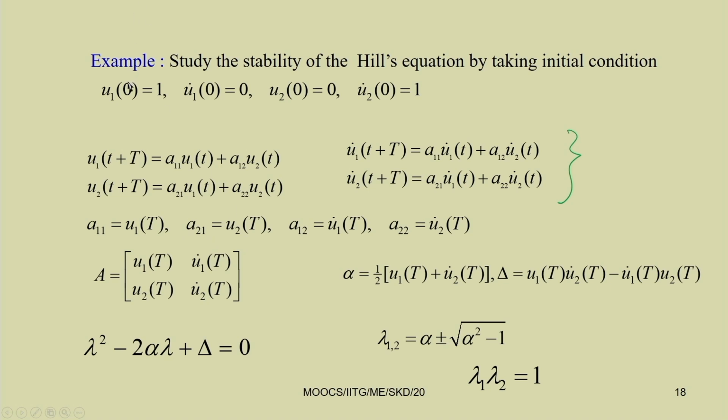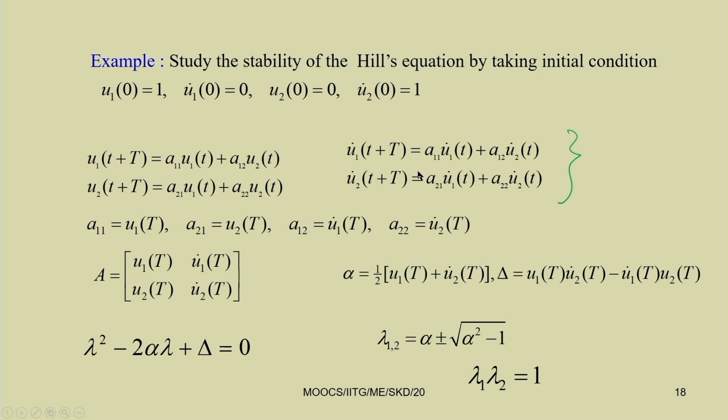You just see, first you substitute t equal to 0 in this equation. So u1 of 0 plus T, that is u1 of T, is nothing but a11 into u1 of t equal to 1. So this becomes a11, so you got a11 equal to u1 of T. Similarly, to find a21, you see the second equation here, substituting t equal to 0. So u2 of T equal to a21 into 1, that is a21, plus a22 into u2 of t, and as u2 of t equal to 0 you have taken, this a21 becomes u2 of T.